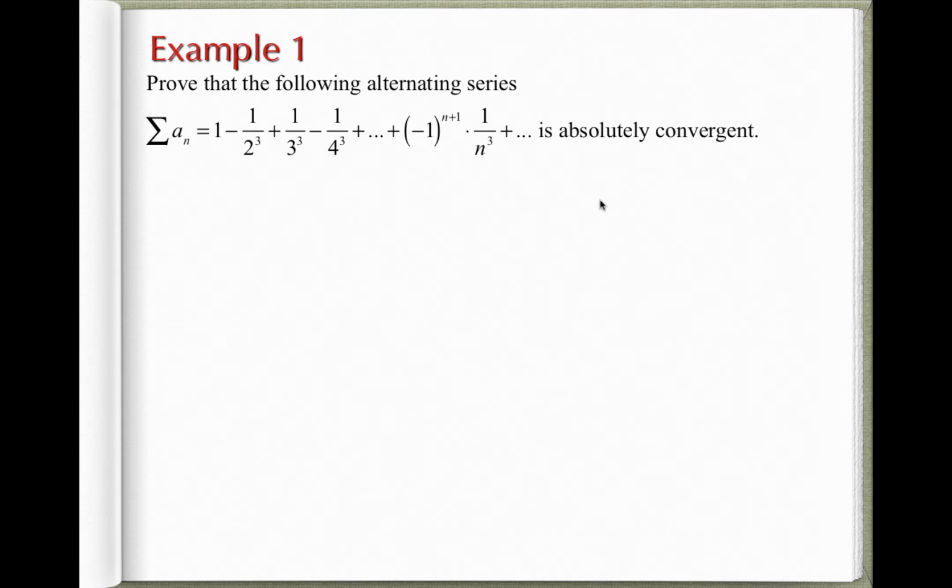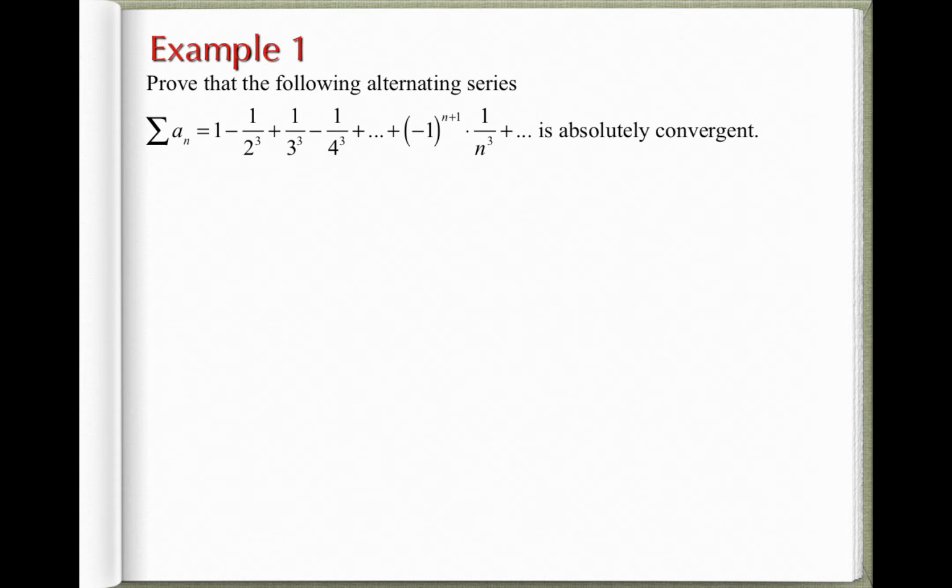So let's explore a couple of examples of conditional and absolute convergence, and I have a feeling many of you will be done after this. Let's prove that the following series is absolutely convergent. So we've got 1 minus 1 over 2 cubed plus 1 over 3 cubed minus 1 over 4 cubed plus and so on. And this is an explicit expression for our series.